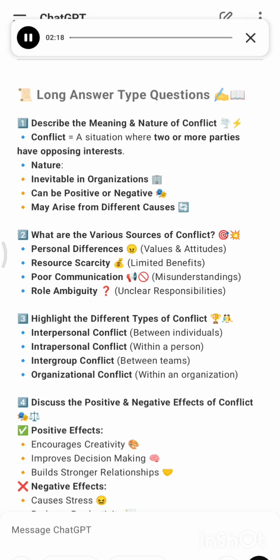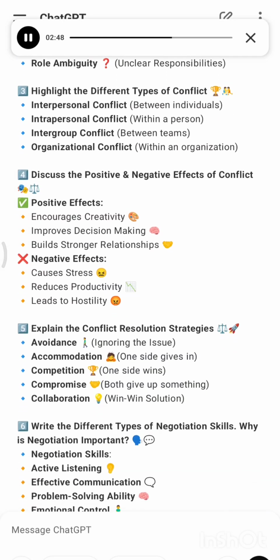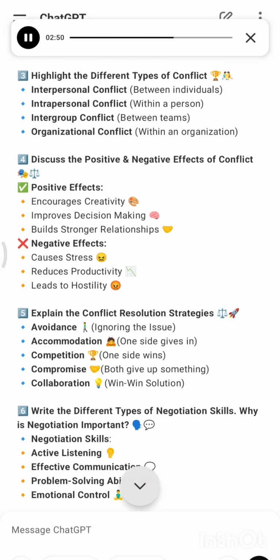2. What are the various sources of conflict? Personal differences, values and attitudes, resource scarcity, limited benefits, poor communication, misunderstandings, role ambiguity, unclear responsibilities. 3. Highlight the different types of conflict. Interpersonal conflict between individuals, intrapersonal conflict within a person, intergroup conflict between teams, organizational conflict within an organization.